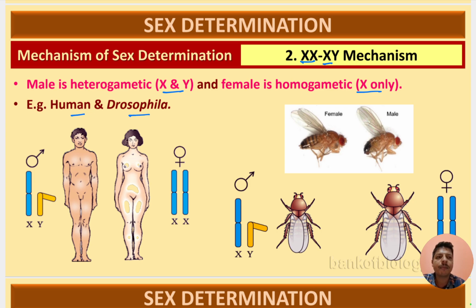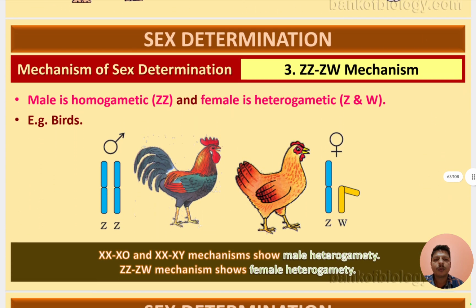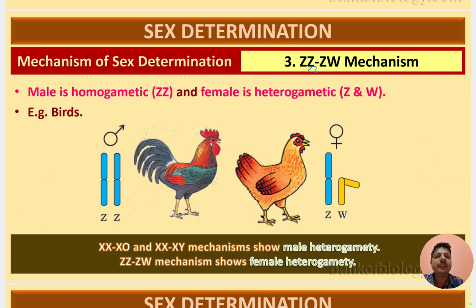See the diagrams. Next is the ZZ and ZW mechanism. Male is homogametic, ZZ, and female is heterogametic, ZW. Example, birds.